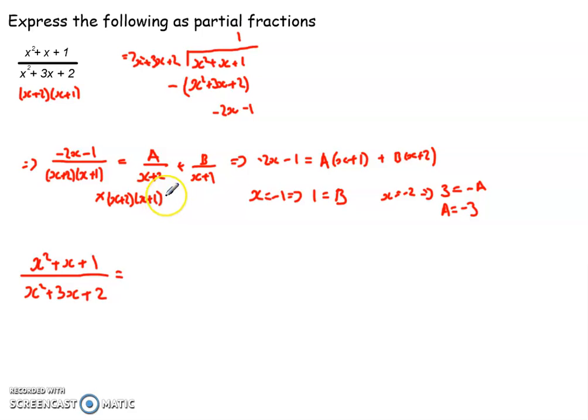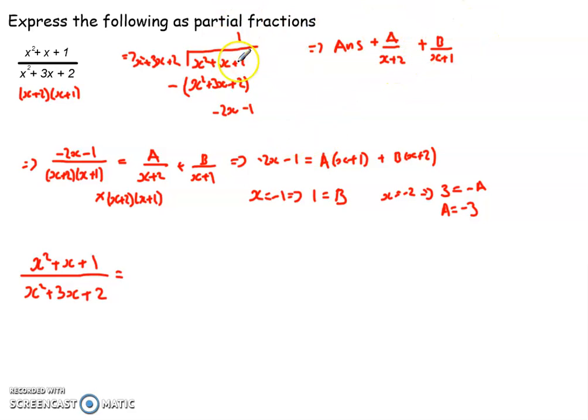equals, well, I've got my partial fraction bit, but you've got to remember you've got this here first. So when I get my final answer, what I've got is the answer from my division plus my two fractions: plus a over x plus 2 plus b over x plus 1. That is now going to be the format of our final solution for this.